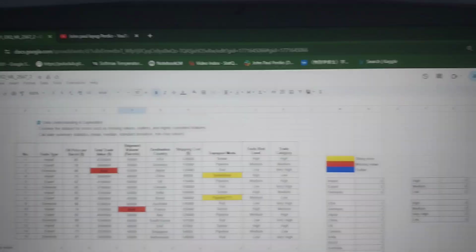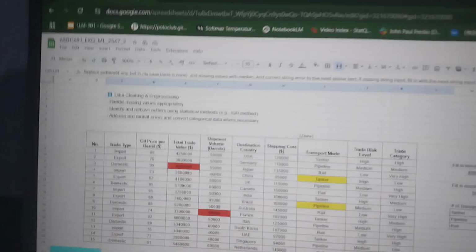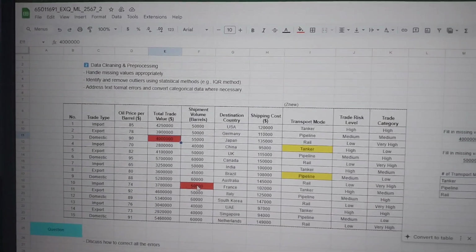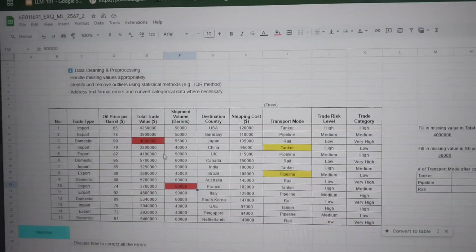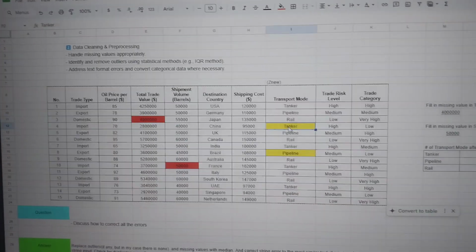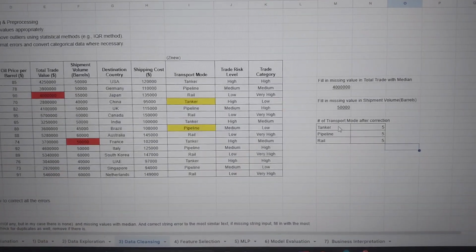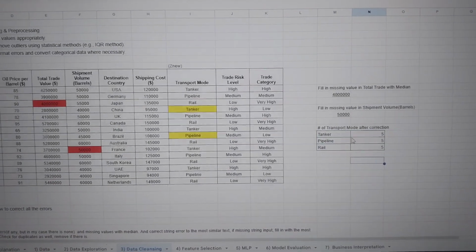And then we get to data cleansing, where we fix the table. I decided to fill in the missing integers with the median because it's way cleaner to look at, and also correct the string errors here, as you can see. Then we recounted the amount of strings here and the total of it.